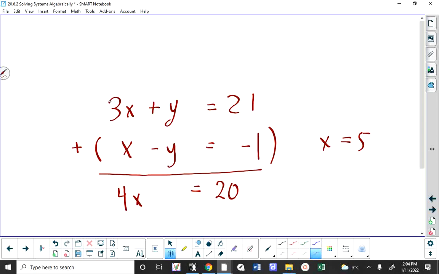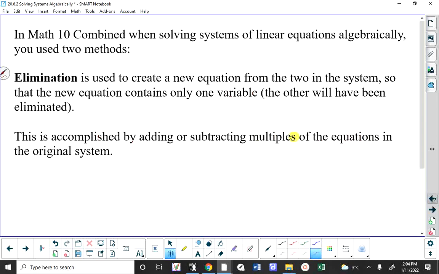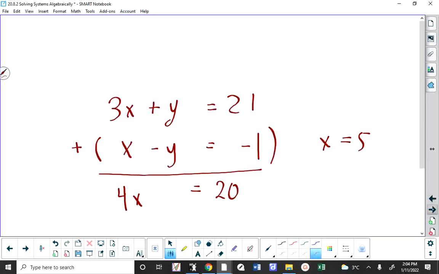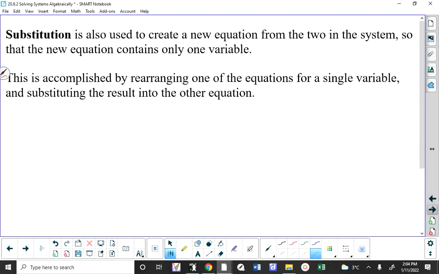Well, that's what the method of elimination is, except that here we're not going to be dealing with linear and linear. We're going to be dealing with quadratic and linear, or quadratic and quadratic. The other method is called substitution. Substitution also eliminates a variable. It also gets rid of a variable, but it doesn't do so by adding or subtracting the equations together. It does so by substituting the result of one equation into another. I'll give you another example here.